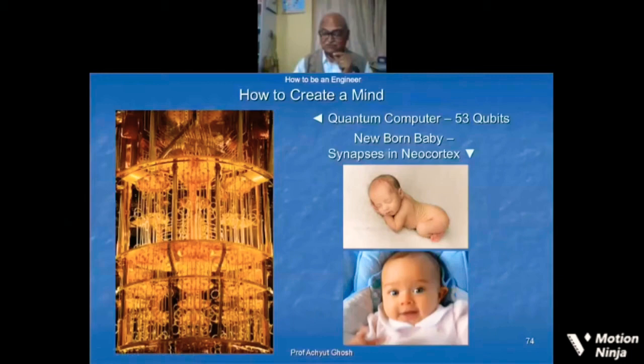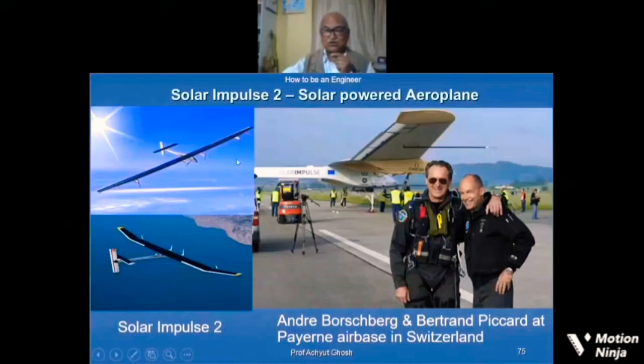The Solar Impulse too. They have covered the whole world with their Solar Impulse 2. This is operating with sun, solar power only, no other machine. This is Mr. Borschberg and Piccard. They have already gone all over the world once.